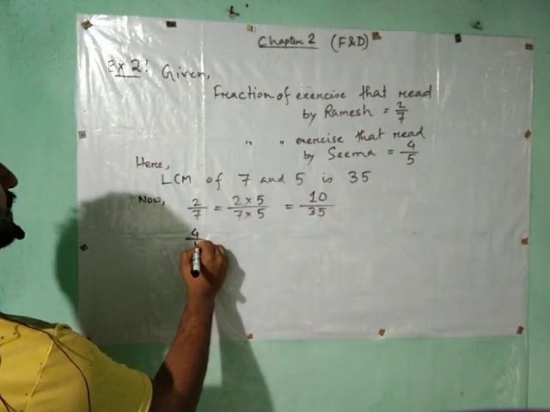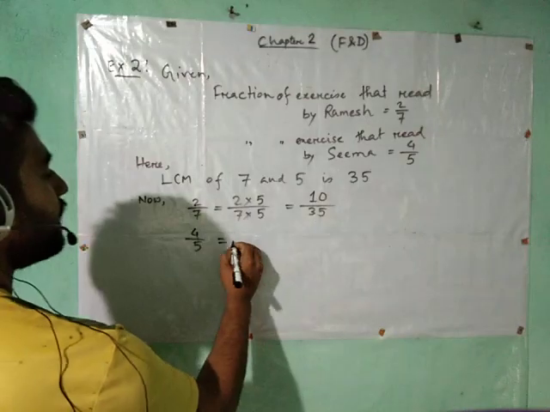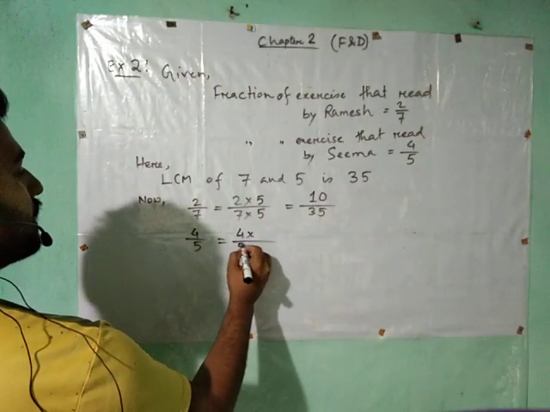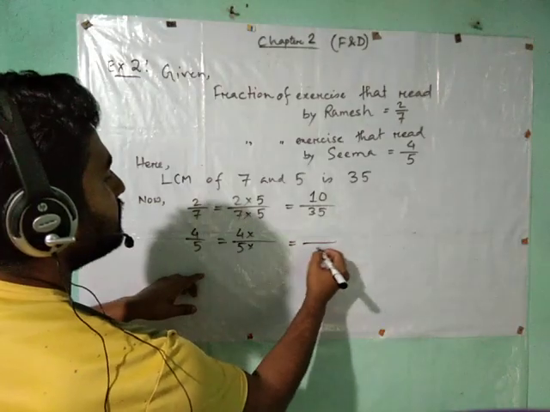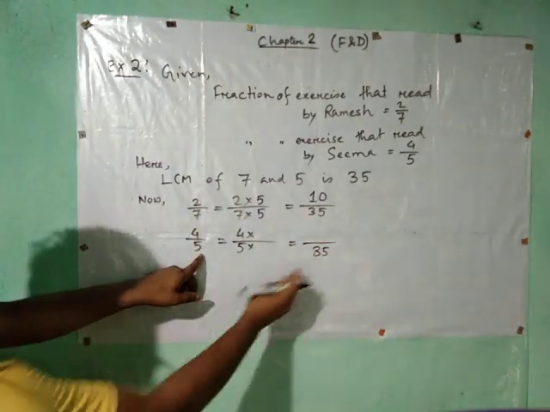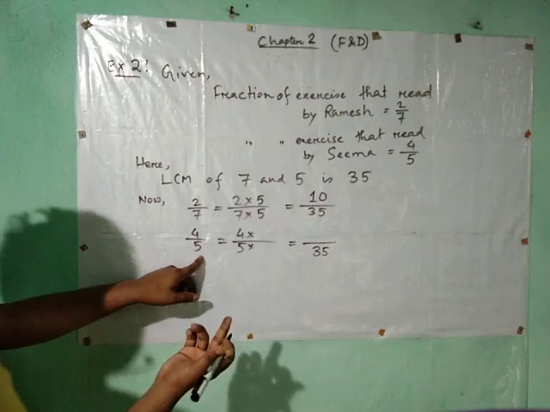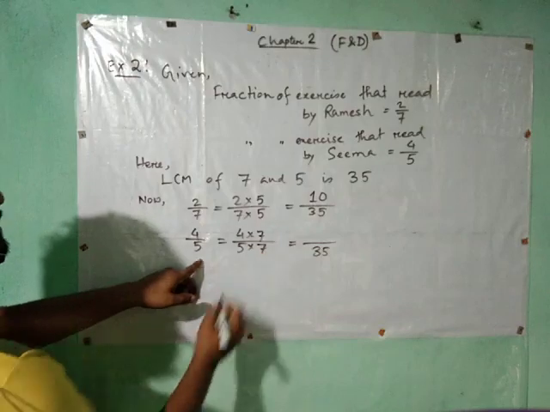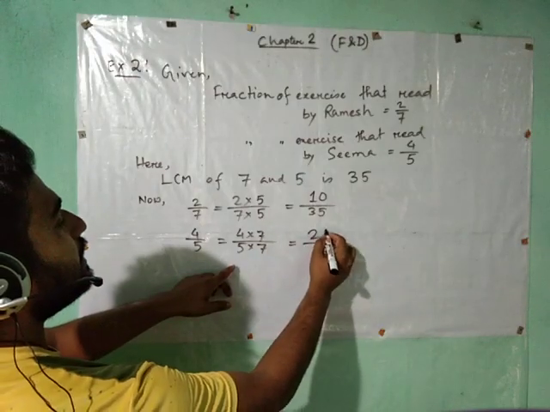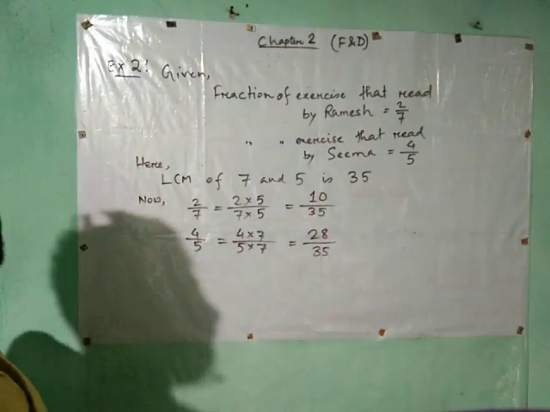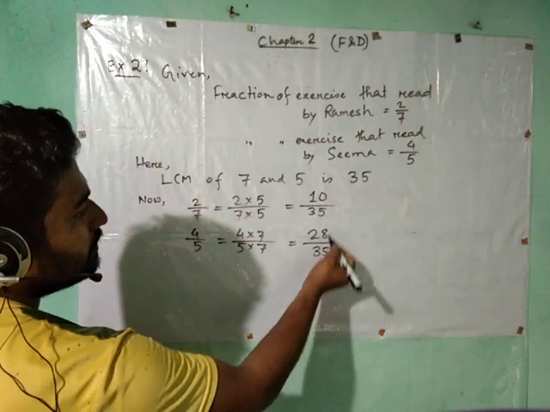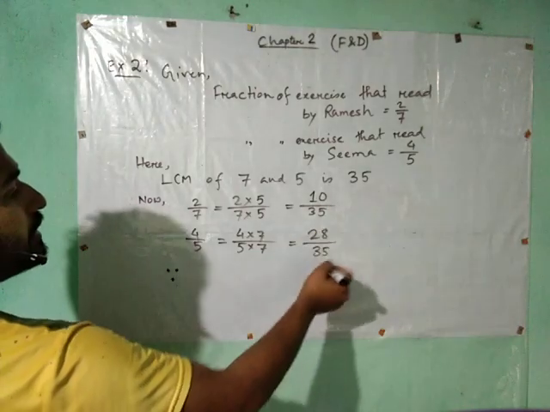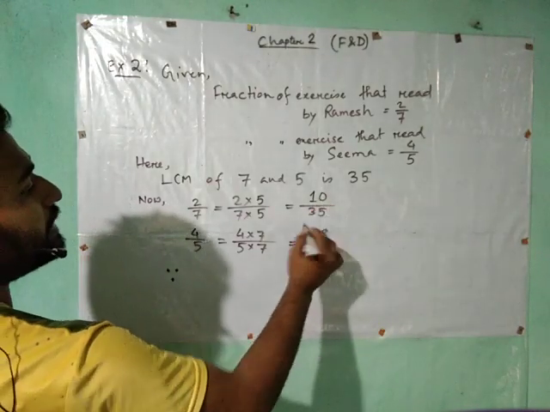Now come to the other fraction. What is there? 4 by 5. How will you do it? 4 you write down here, 5 you write down here. Now you have to convert this 5 into 35. What will you do? Simple. 5 into 7, then you will get 35. Here also you multiply by the same number and you will get 28. Yes or no? Now you look at here.